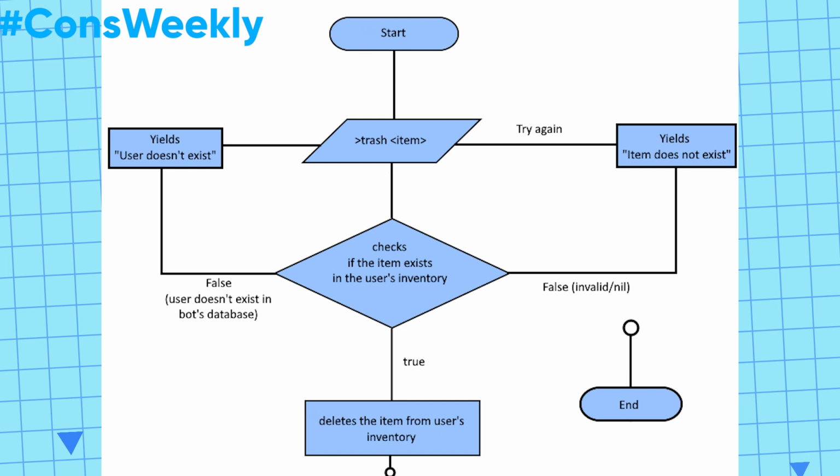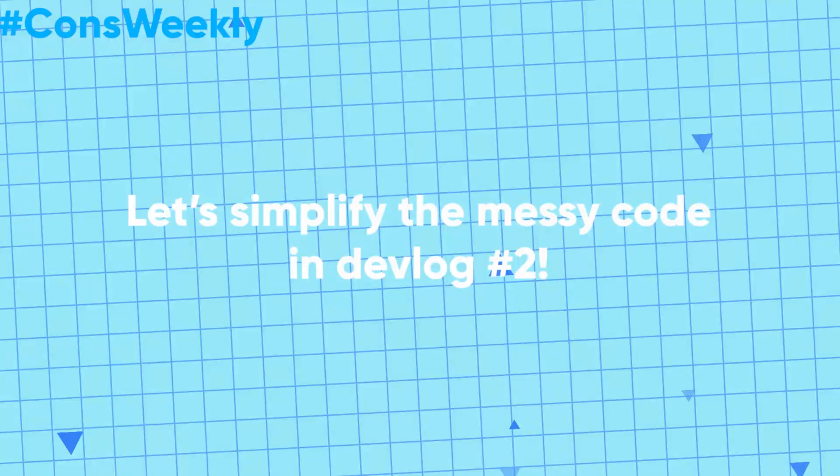Now, this is basically all for Cons Weekly episode 3 and also Devlog 1. But in Devlog 2, we're going to try to simplify the messy code that we have, 400 lines of this.